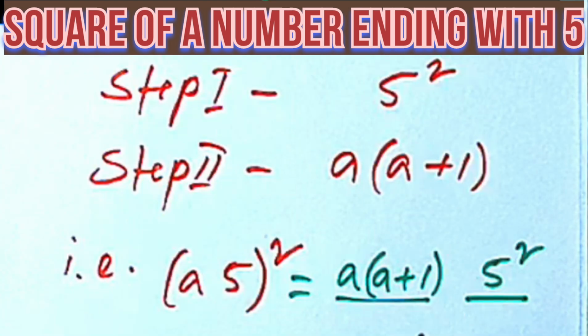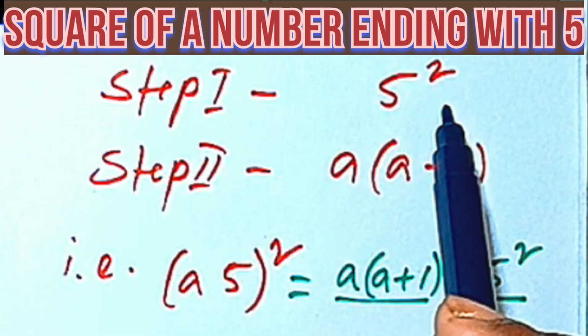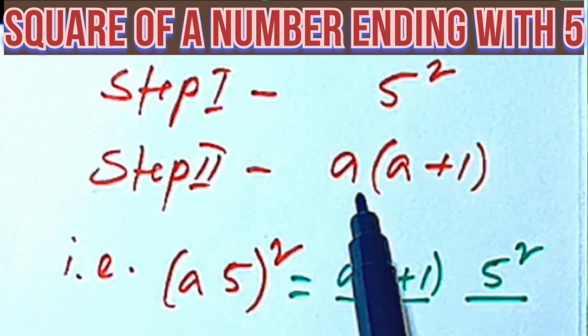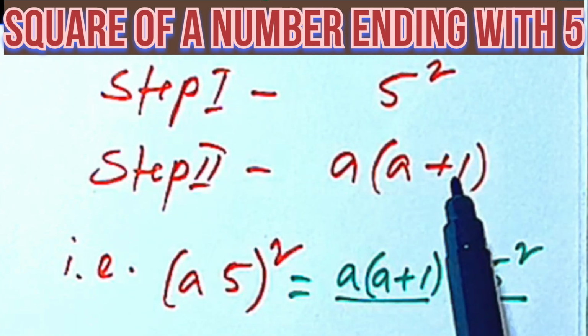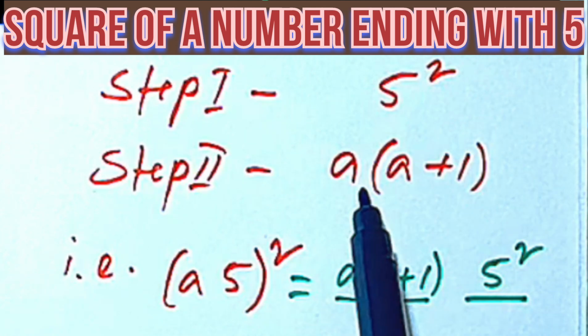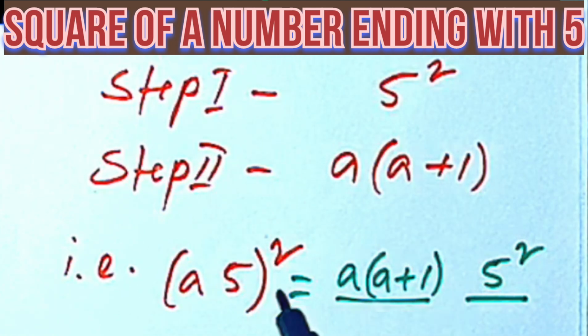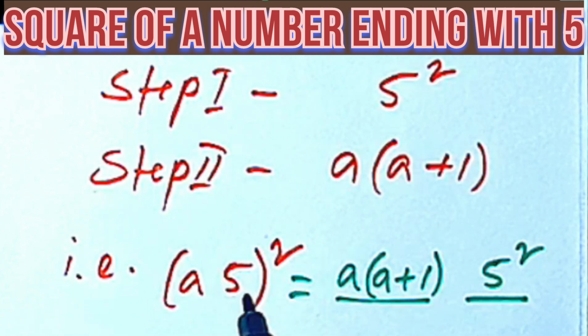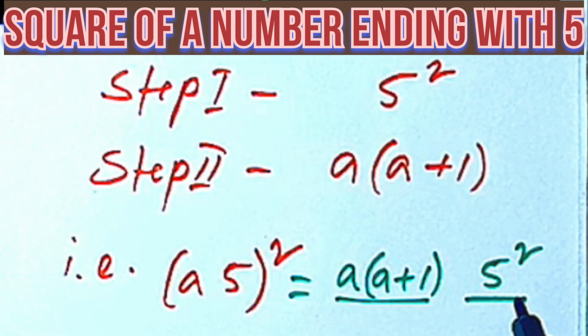So there are two steps. Step 1, we have to find 5 squared. Step 2, we have to multiply a into a plus 1. When we have a here, we might have confusion, so a is the first digit. This is the first digit. We have taken a sample here, a5 squared. That means any number a into a plus 1.